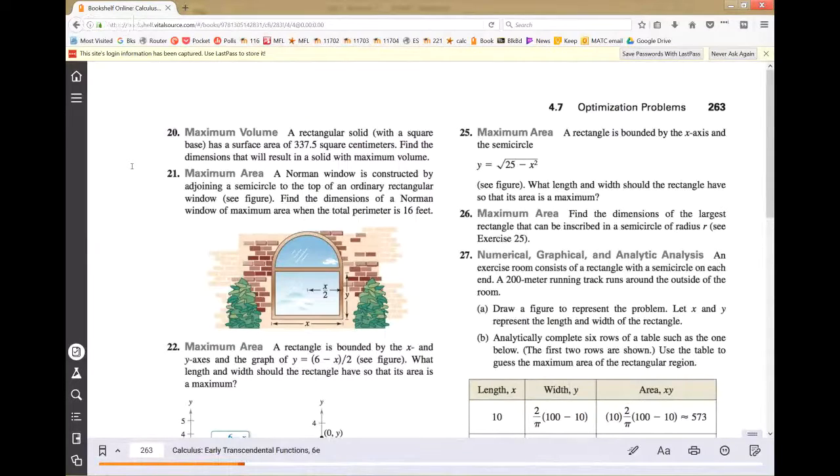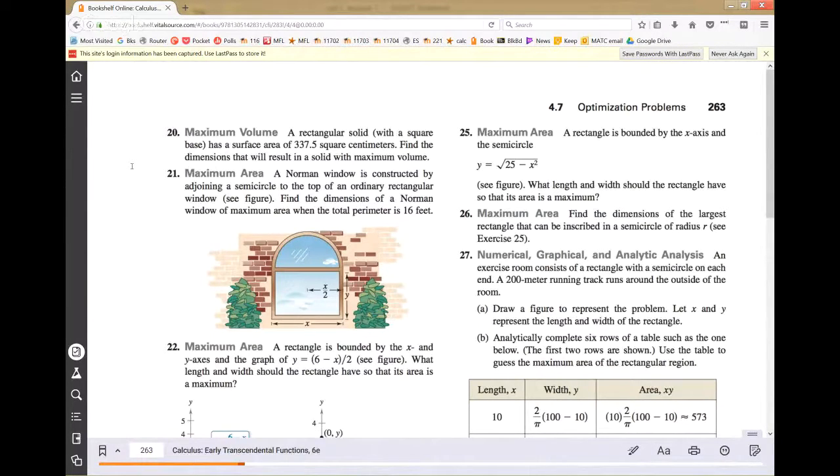So here's the deal. A Norman window is constructed by adjoining a semicircle to the top of an ordinary rectangular window. See figure. Find the dimensions of a Norman window of maximum area when the total perimeter is 16 feet.